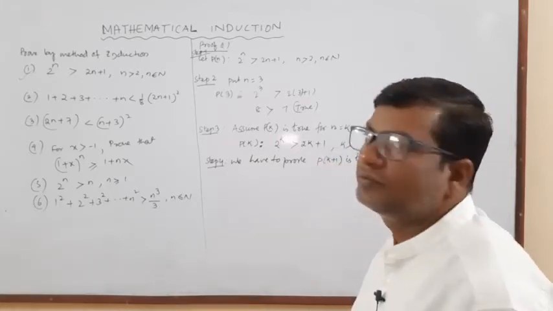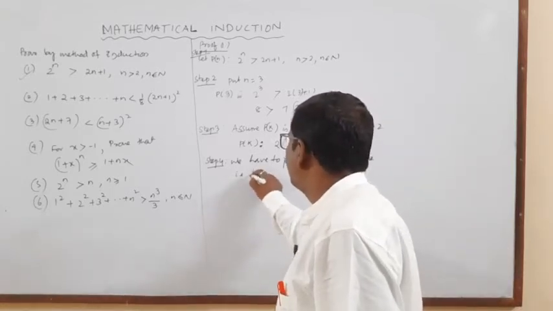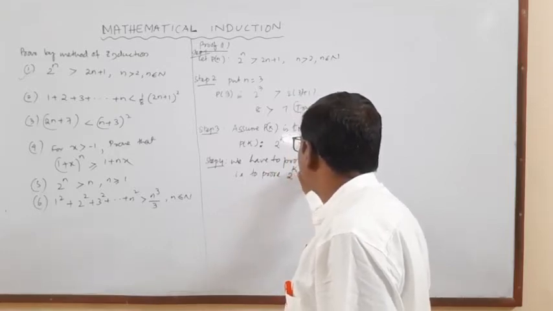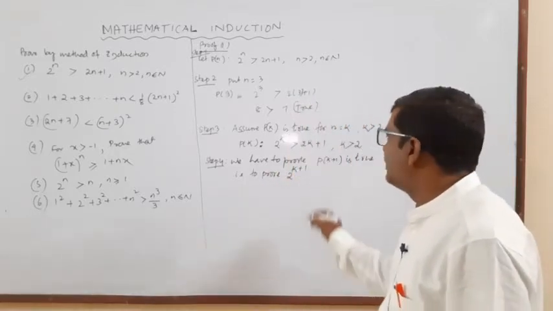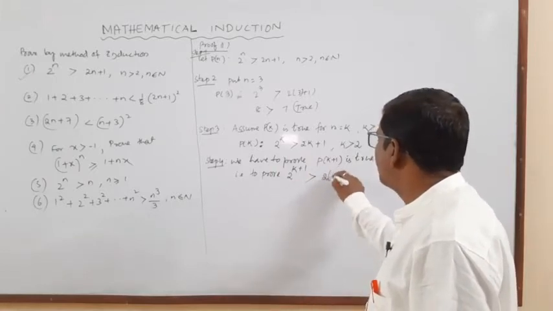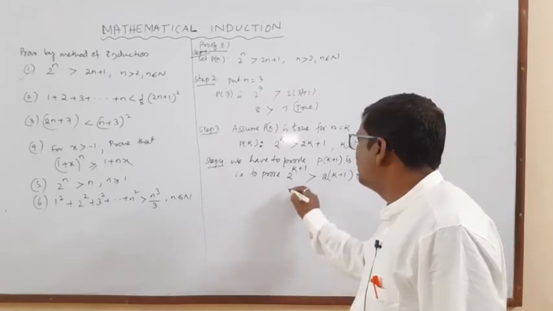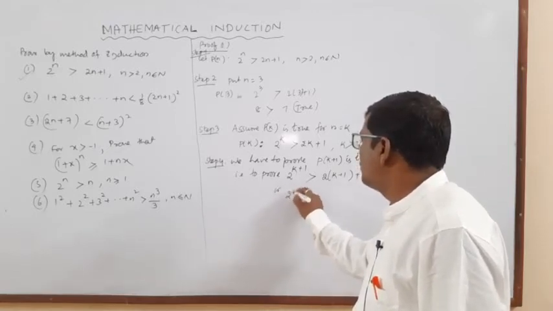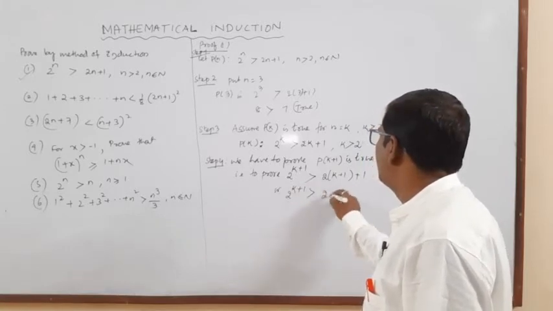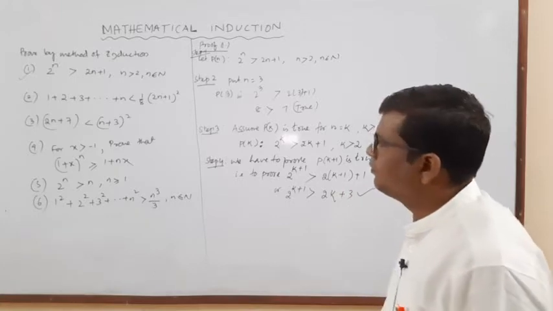So, that is to prove 2 to the power k plus 1 is greater than 2(k+1) plus 1, or 2 to the power k plus 1 greater than 2k plus 3. This is required to prove.